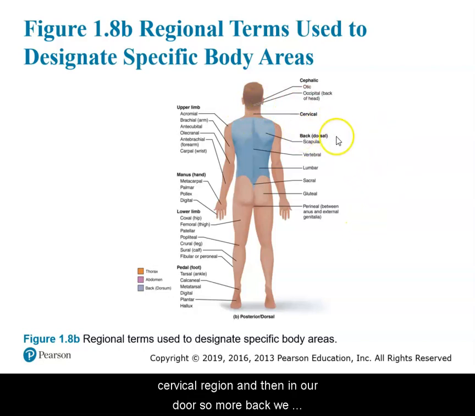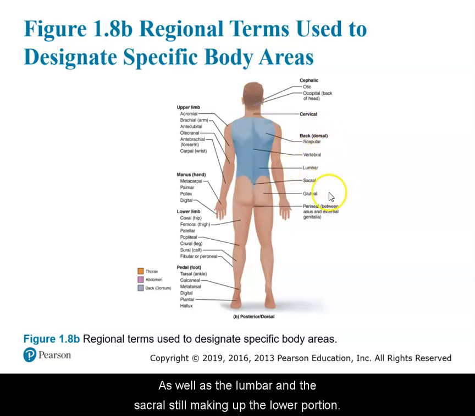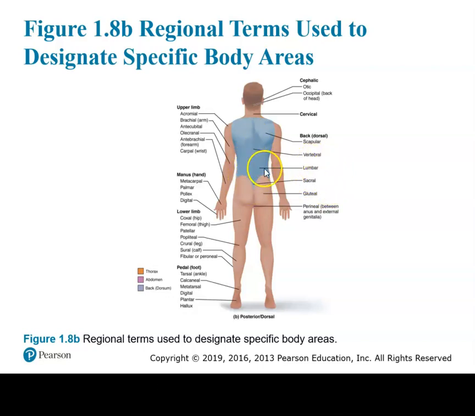And then in our dorsum, or back, we have the scapular area or scapular region that includes the scapula, and the vertebral area or region that is within the dorsum, as well as the lumbar and the sacral, making up the lower portions of the back. And then we have our gluteal regions, that includes our gluteal muscles, and then the perineal area between the anus and the external genitalia. So all part of the axial region posteriorly.